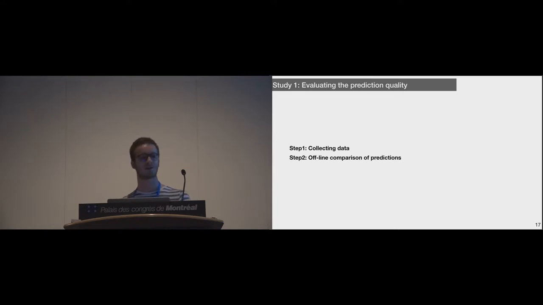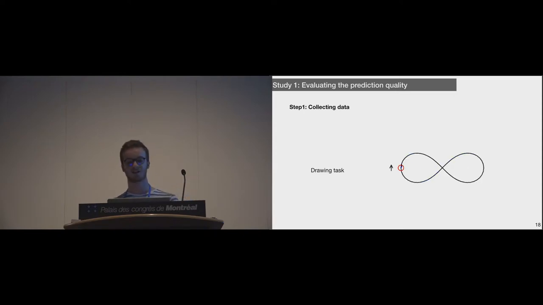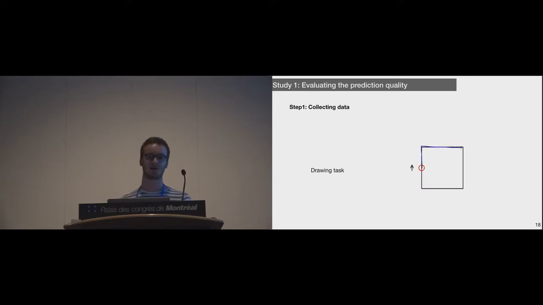Let's focus first on the data collection. Participants were asked to perform a drawing and a pointing task. The drawing task consists in dragging the mouse cursor over different shapes displayed at the center of the screen. And to validate a trial, participants had to press on the red circle, follow the shape while dragging, and release in the red circle.